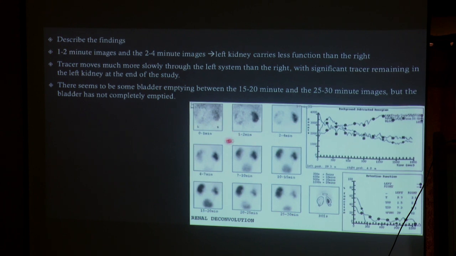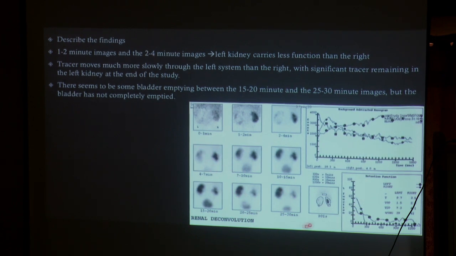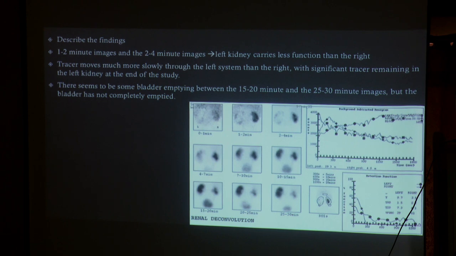So the findings here at the 1 to 2 minute and the 2 to 4 minute images, time is given over here. The left kidney shows lesser function, there's lesser uptake in the parenchymal phase in these regions. Then the tracer appears to move down much more slowly from the left system than the right. And in the delayed images, there is persistent retention of the tracer in the left kidney. So this is a case of PUJ obstruction on the left.